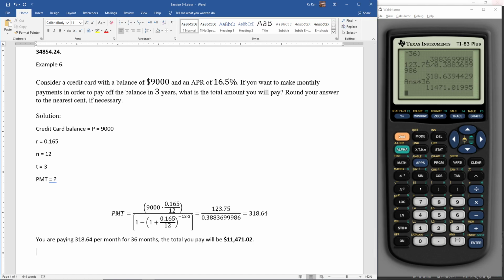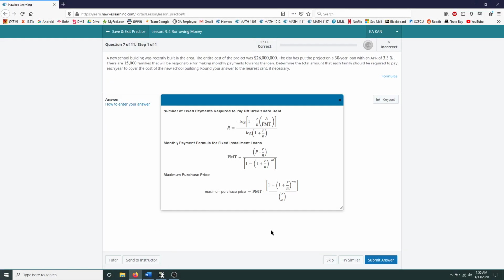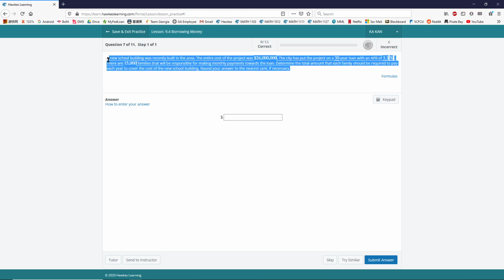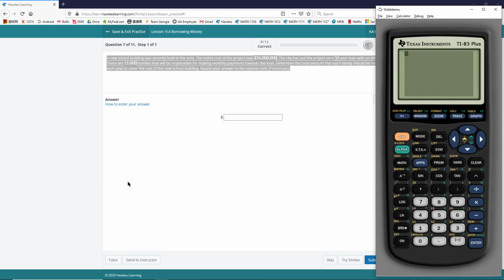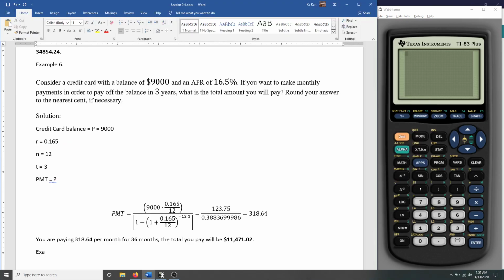So now there's a problem on the homework that is a little bit tricky. I want to kind of work through that with you. So that's this one right here. I have it saved up. So let's see what it asks. I'm going to copy this question. So this is example 7.